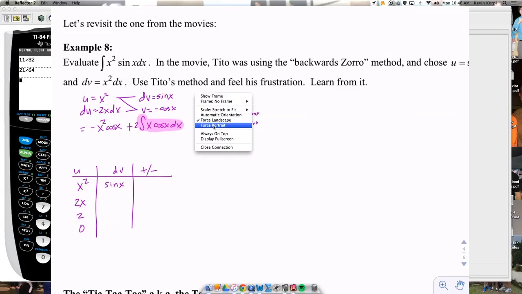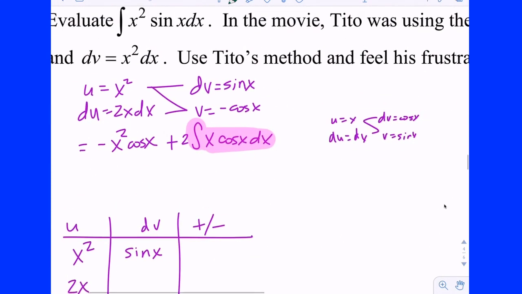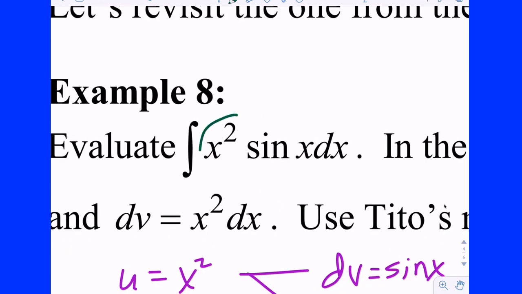So looking at example 8 from the notes, we decided that if we were going to do the Zorro method, we would have this little nested Zorro method here that we'd have to do off to the side, do it again, bring it back in the fold, and it was too complicated. So in general, if you have a power of x and some repeater there that you can actually call dv, like a sine, a cosine, or an e, meaning you could let u equal x, then the exponent on the x tells you how many subintervals or subnests of the Zorro method you're going to have, and you don't want to have to do that.